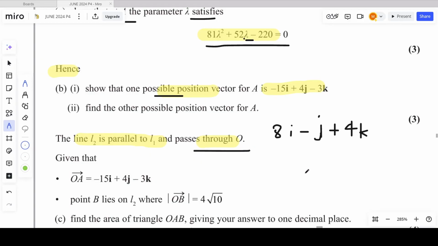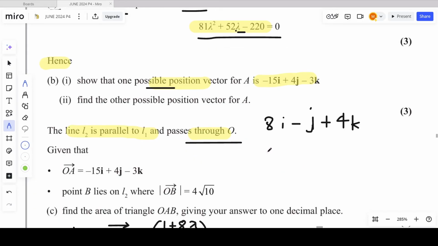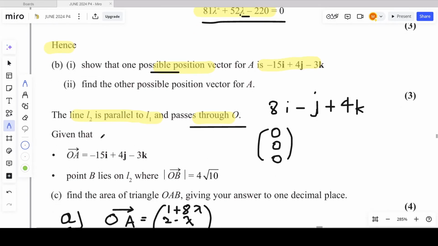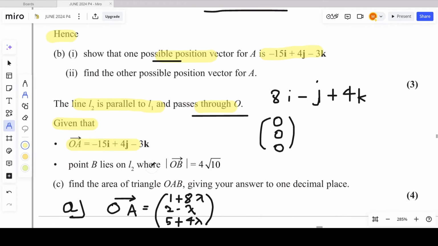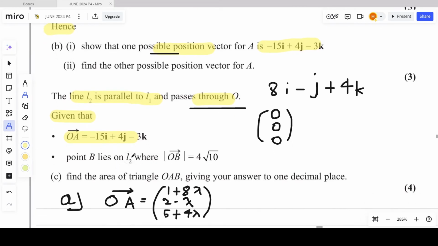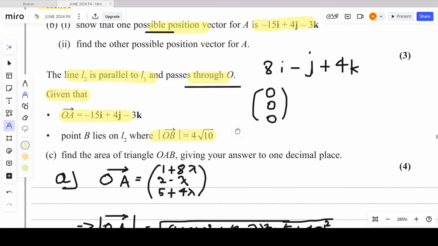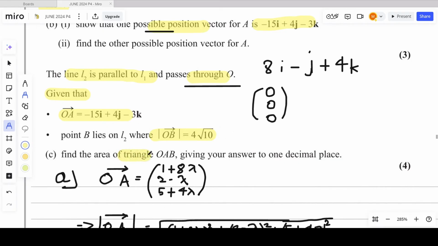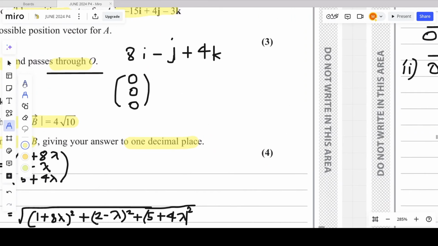Okay, it passes through O. So the initial point is 0 0 0, because it is passing through the origin. Okay, so next what they have asked, given that OA is this, the position vector for point A is given, point B lies on L2, and its distance from the origin is given. Now the question is, find the area of triangle OAB, giving your answer to 1 decimal place. So we need to find the area of the triangle OAB. Okay, so let's consider one thing.